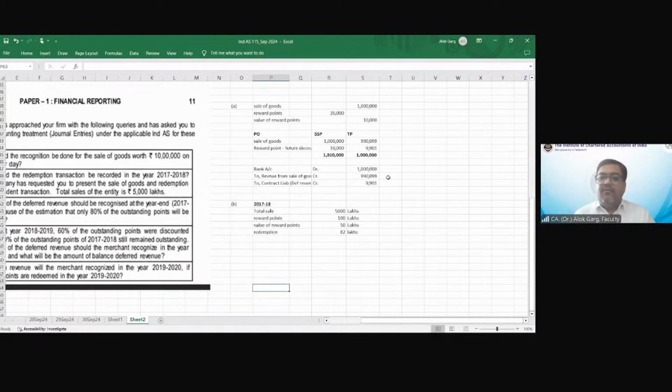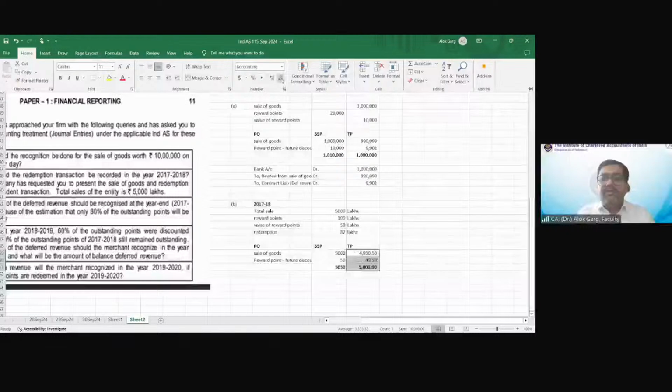So friends, what is the performance obligation in this case? There are two performance obligations. What is the standalone selling price? 5,000 lakhs for goods and 50 lakhs for reward points. What is the transaction price? How much money came in the whole year? 5,000 lakhs only came. So 5,000 multiplied by 5,000 divided by 5,050, 5,000 multiplied by 50 divided by 5,050, correct. So this is my revenue recognition.